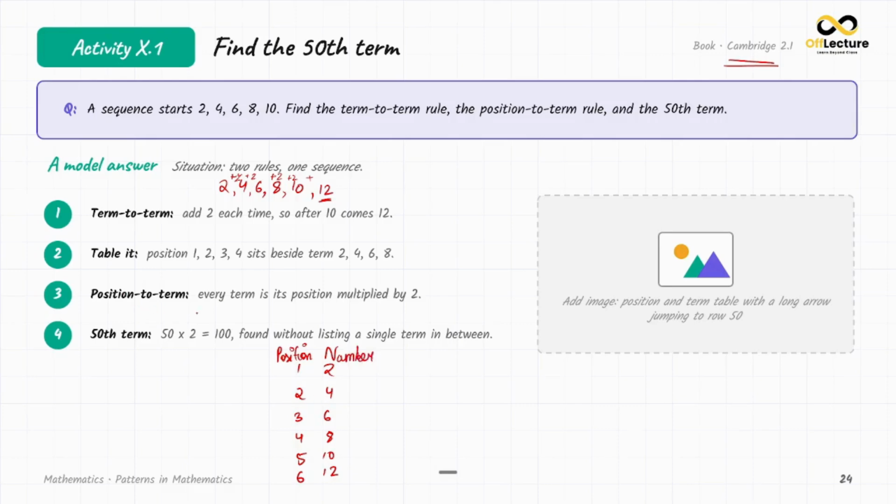So what will the position to term rule give you? Every term is its position multiplied by 2. That is, if you multiply the position by 2, you will get your number. 2 multiplied by 2 is 4, 2 multiplied by 3 is 6, 2 multiplied by 4 is 8, and so on. So if we want to calculate the 50th term, we have to multiply 50 by 2 and we will get 100. So without listing every term in between, we can directly jump to the 50th term.